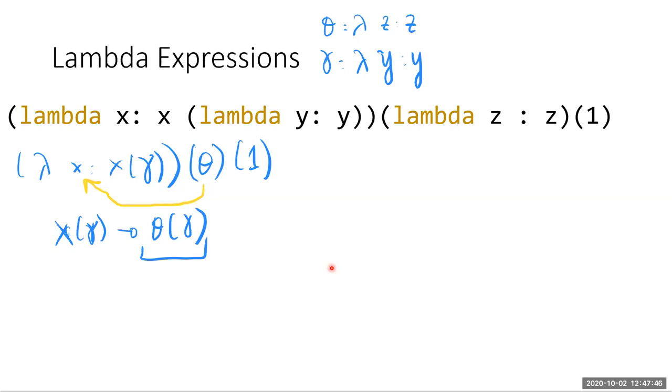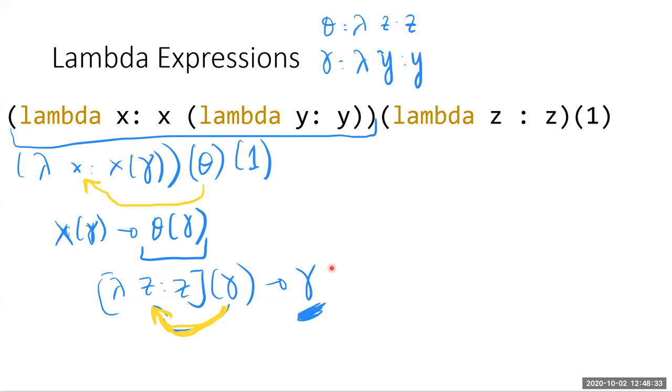Now, as we have theta gamma, I think we can expand it a bit. So we can see the value of theta. Theta is lambda z equals z. So we're going to replace that with gamma. Now, what we can do is insert the value of gamma inside. I'm going to use yellow for consistency. So after that, lambda z equals z. If I insert gamma, it will just give me gamma. So I'm already done with this part. I've already simplified it to the most basic part, which is gamma.